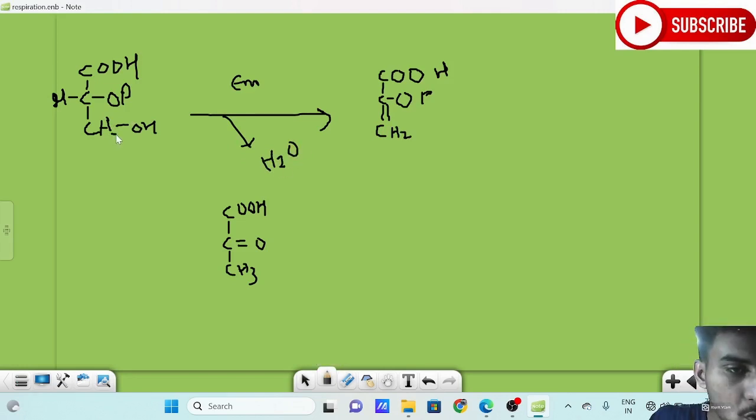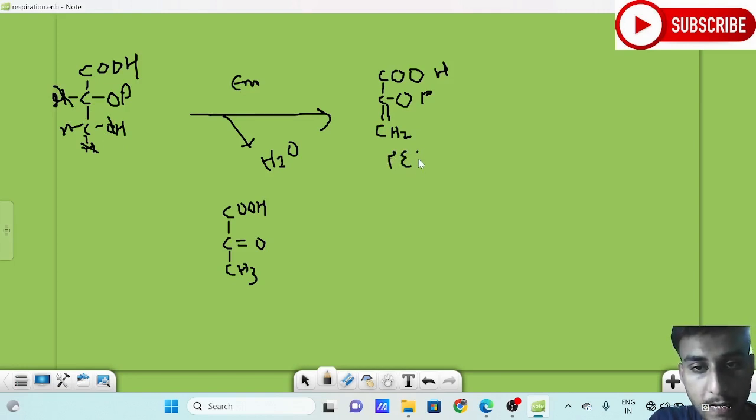There's CH2OH here. Let me draw once more. CH2OH. From CH2OH, it has been converted into phosphoenol pyruvate, the enol form. So an enolase enzyme helps it and a water molecule is released. Yes, please check it, because one hydrogen, one oxygen, one hydrogen is released. So H2O is released. This is the condition of phosphoenol pyruvate.